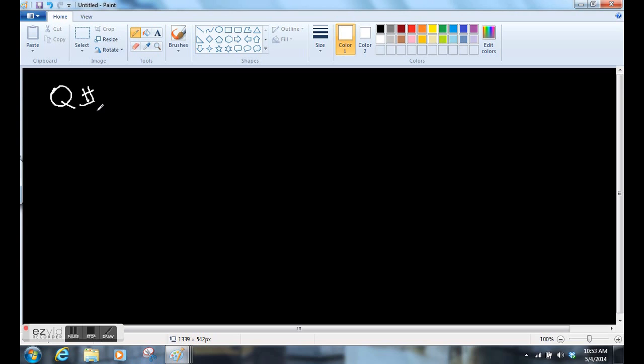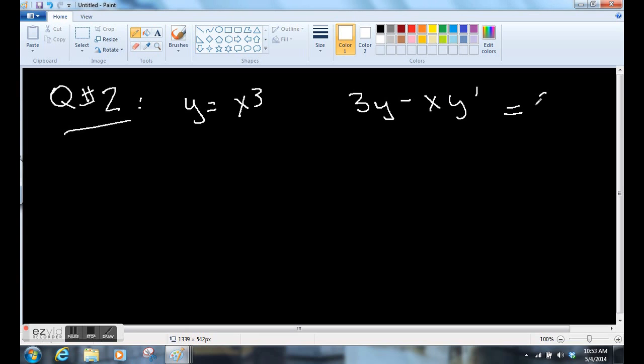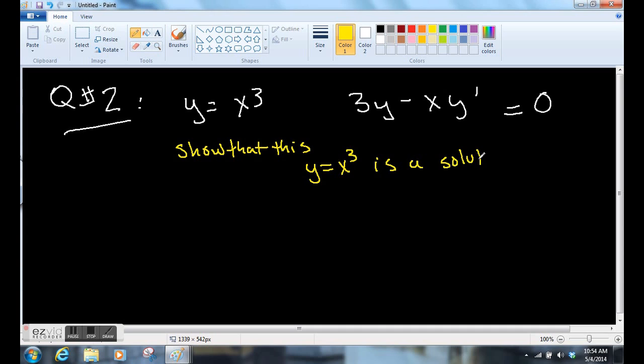No, it's question number 2. So this one's not on your homework. We have y equals x cubed. And the Diffie-Q is 3y minus x y prime equals 0. And again, we are trying to show that this answer, y equals x cubed, is a solution for this differential equation. So we're saying, is this a solution?